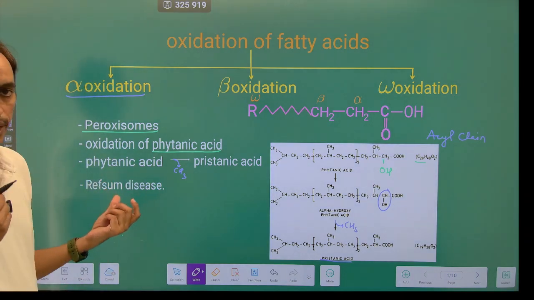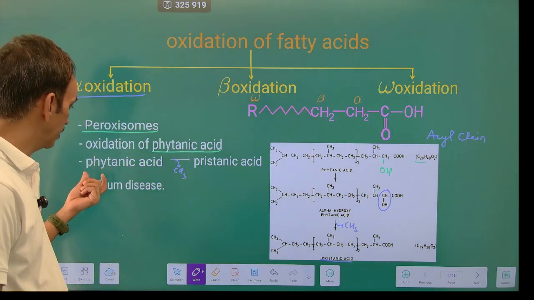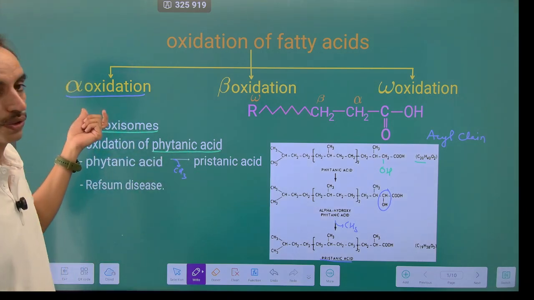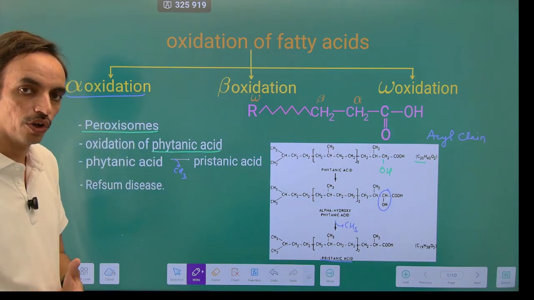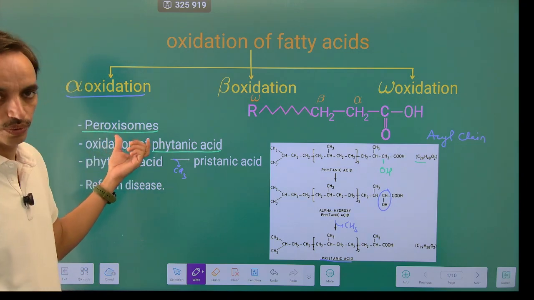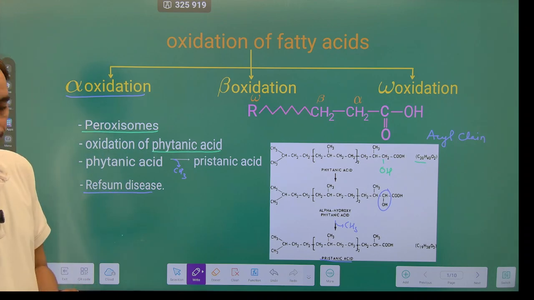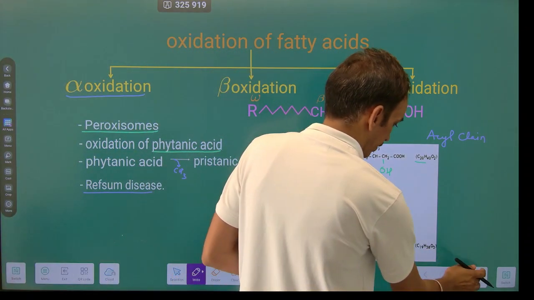If this conversion of phytanic acid into pristanic acid is absent, or we can say there is an absence of alpha oxidation, then phytanic acid accumulates within the peroxisome, which leads to a disease condition known as Refsum disease. So this is the alpha oxidation.